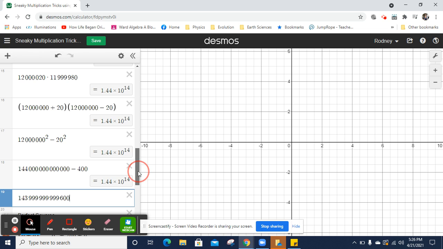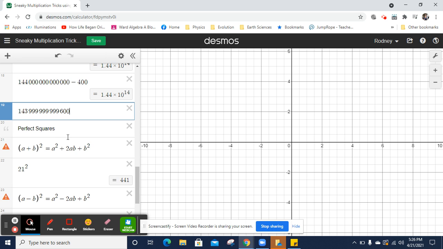Okay, so that's differences of squares. What we're going to do now is perfect squares.